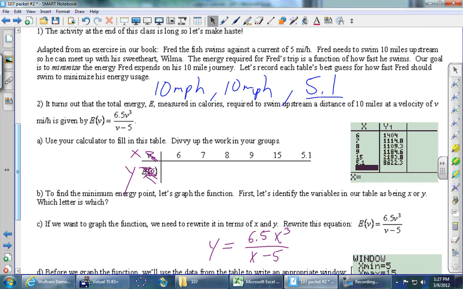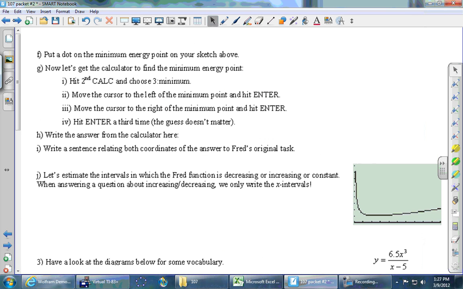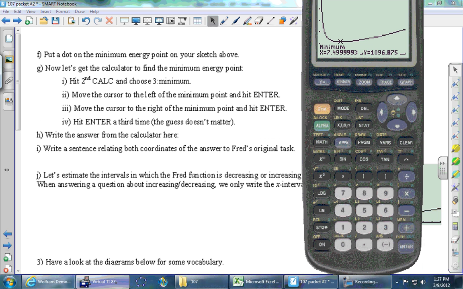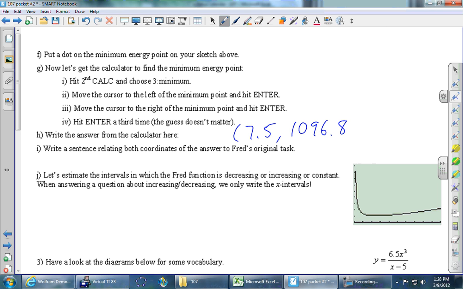What was the best we did in the table? The fewest number of calories was 1109. This number is better, it's lower. It's not lower by a whole heck of a lot, but it's lower. So let's go ahead and grab that answer and write it down, and then we'll interpret it. Okay, so 7.5 and 1096.875.